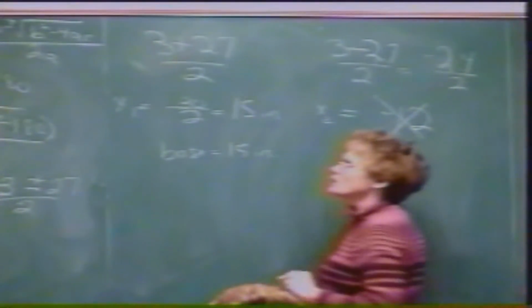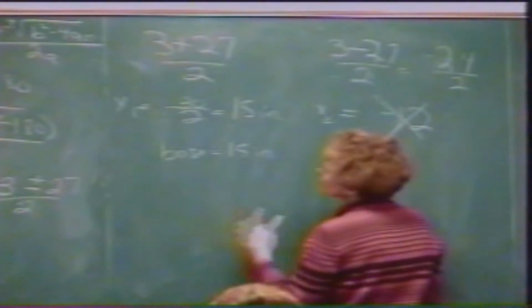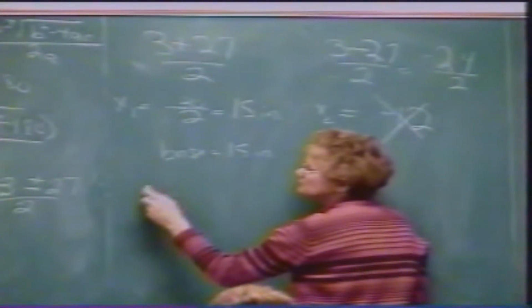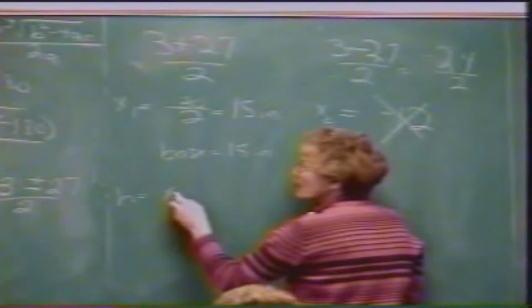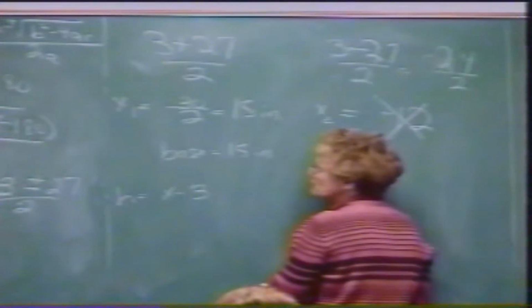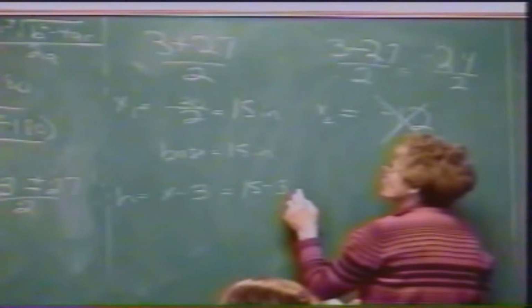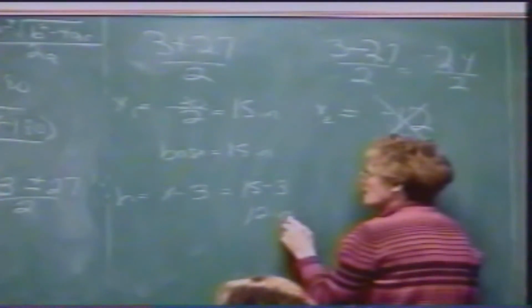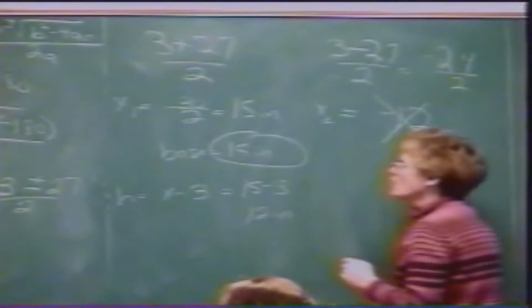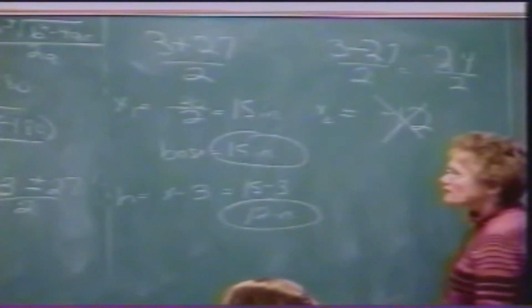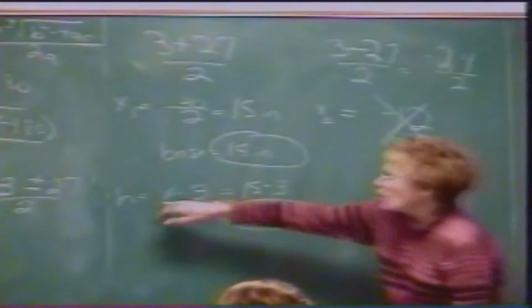What do we have to do to get our height? What was our height equal to? Height was what? It was X minus 3. Is that right? X minus 3? So it would be 15 minus 3, or 12. So our base would be 15 inches. Our height would be 12 inches. You've got to go back to where you assigned variables and see what your other variable was.